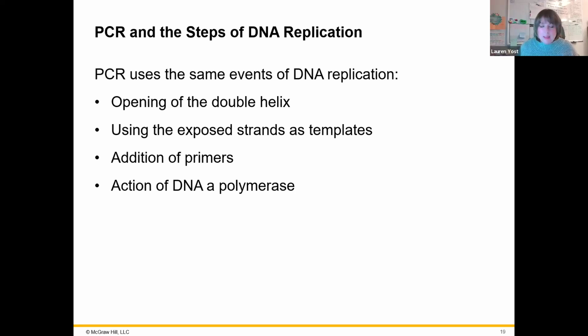So it uses the same exact events as DNA replication, which is basically opening the double helix, exposing each single strand as a template, and then adding primers. Remember, DNA replication had primers. It was RNA primers. Here in PCR, we can just use DNA primers because we don't need to delete them. We're just seeing if we can elongate the strand from that.